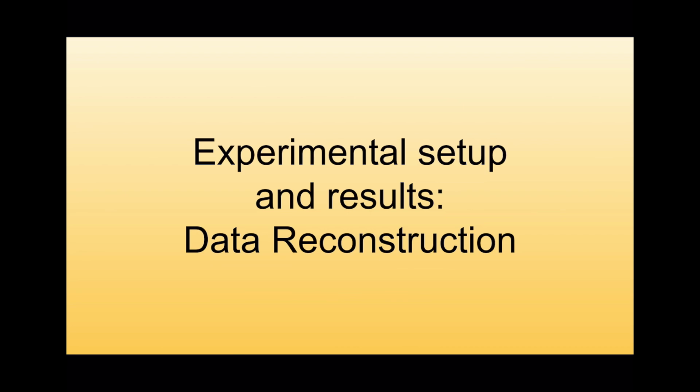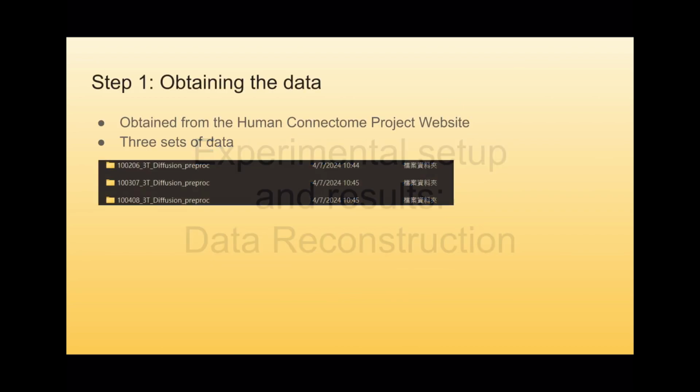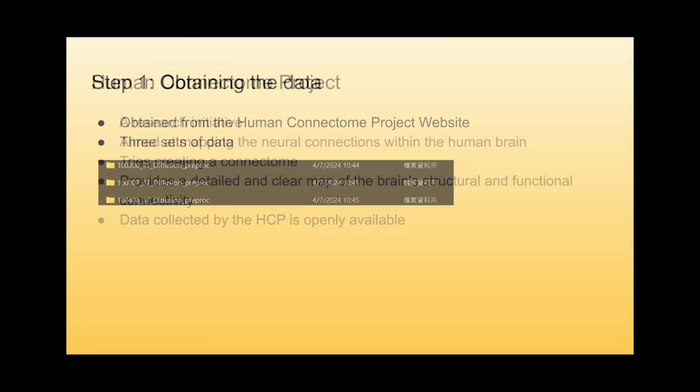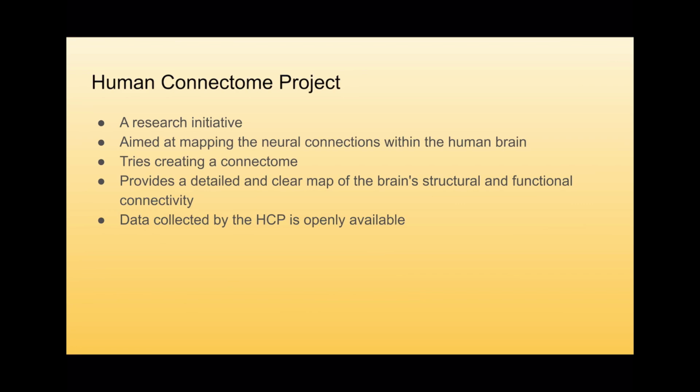Now, let's move on to the experimental setup and results of the first part, data reconstruction. First and foremost, we obtain the data from the Human Connectome project website. The Human Connectome project is a research initiative aimed at mapping the neural connections within the human brain. It tries to create a connectome. It provides a detailed and clear map of the brain's structural and functional connectivity. The data collected by the Human Connectome project is openly available.